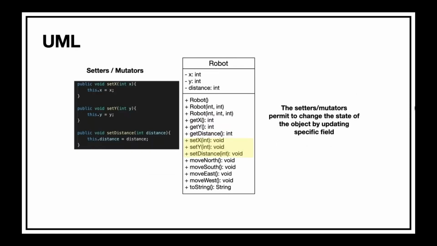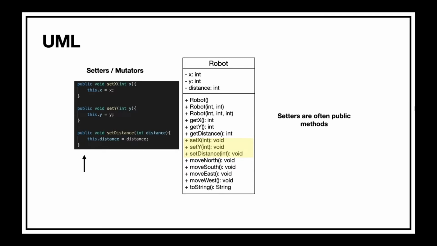The next items are the setters, also known as mutators. The setters will permit us to change the state of the object by updating a specific field. This one, in contrast to getters, does have parameters. Let's inspect what happened.